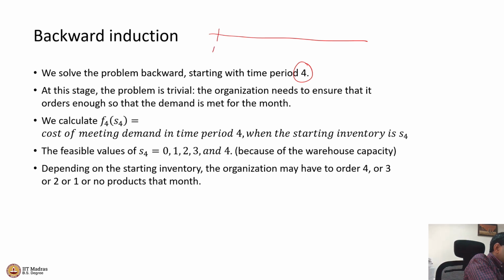This is the beginning of time period 1. This is the beginning of time period 2. This is the beginning of time period 3. This is the beginning of time period 4. End of time period 4, right? So this is where the problem ends. So after that, there is no planning horizon.